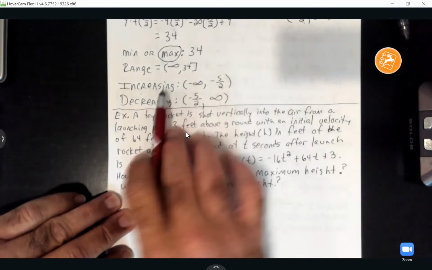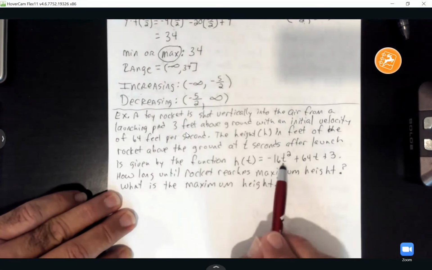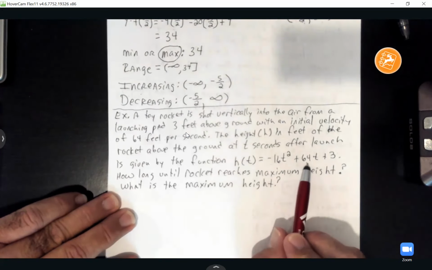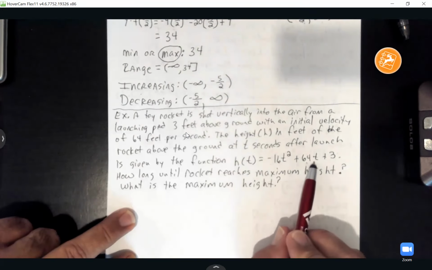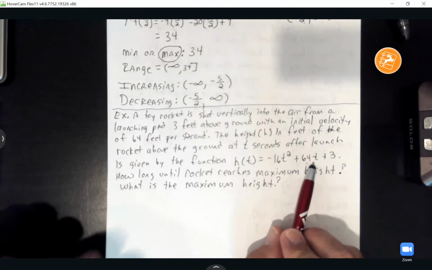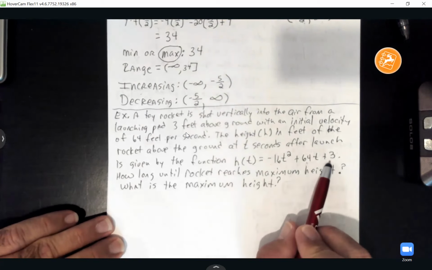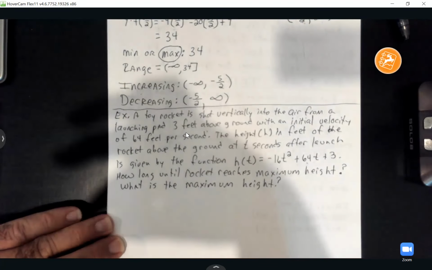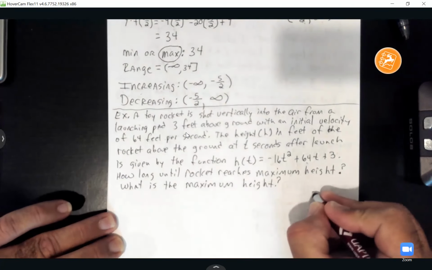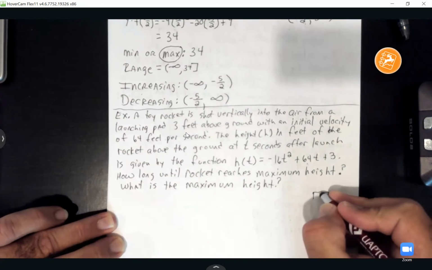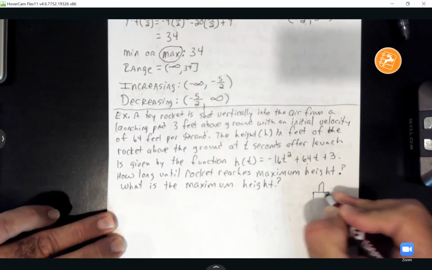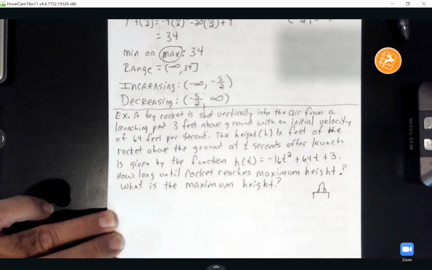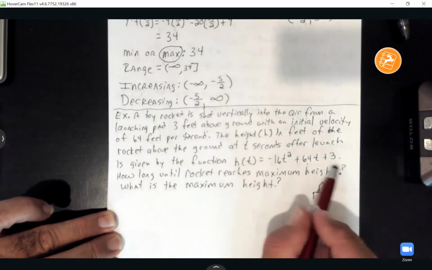So all this stuff here is just explaining how they got this formula. That 64 feet per second, that's where they got the 64t. So every how many seconds, it's going 64 feet. This 3 here, they got a 3 because the launching pad started out 3 feet above the ground. So it's like the little launching pad on a table, 3 feet above the ground, and then you got your little rocket here. But all that's just letting you know how they got this formula.